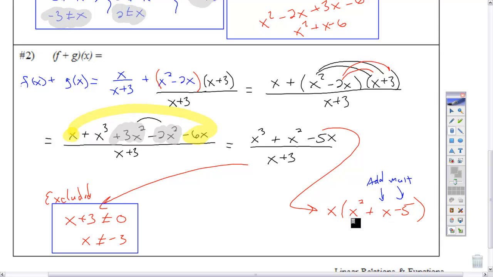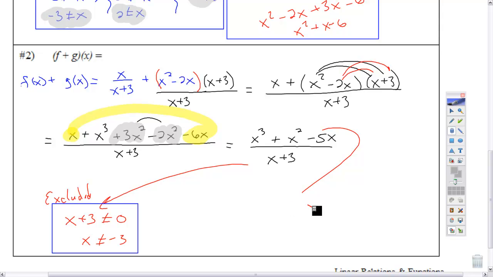Leaving it in this state, x times this polynomial, does that cancel with the x plus 3 on the bottom? It does not. Some people would say, well, you can cancel an x with an x. It's partially true. If this x was being multiplied, then you could cancel it. It's being added. If you're adding something, you cannot cancel it. So this doesn't factor enough to cancel anything.